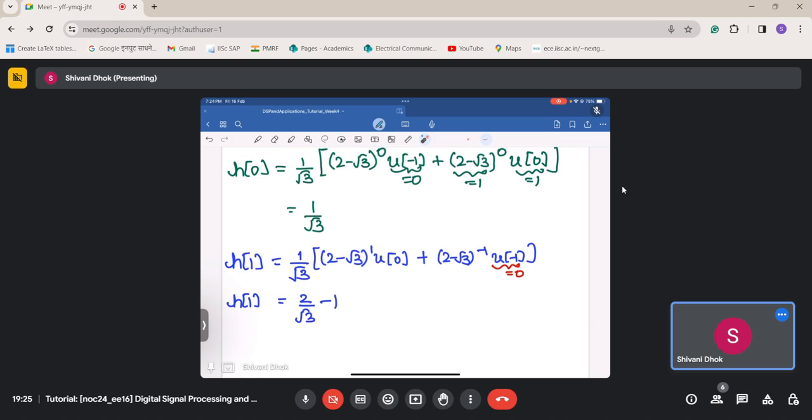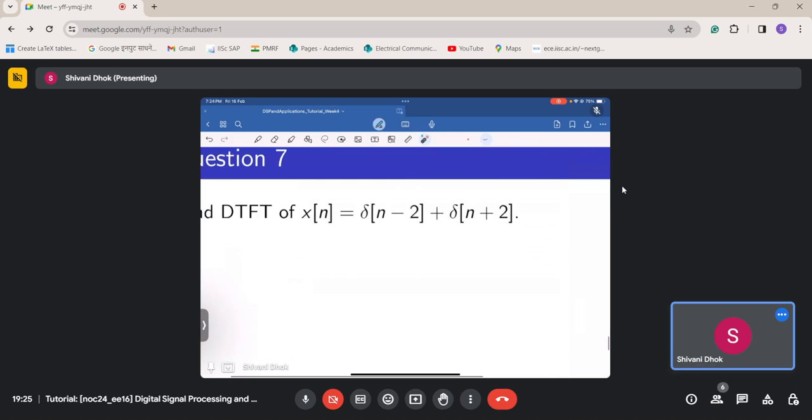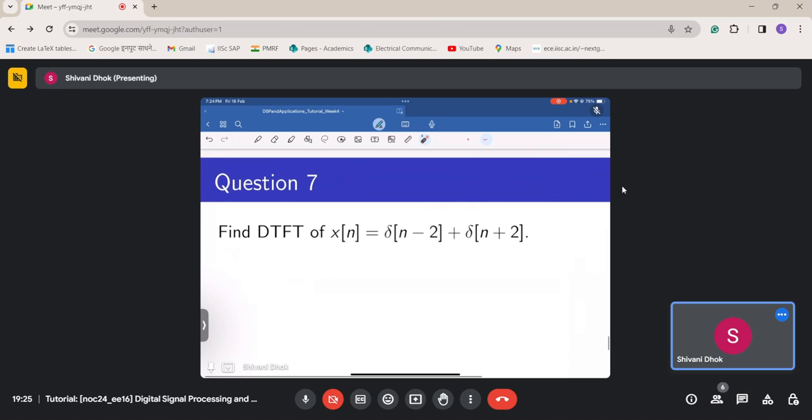Okay. If there are no further questions, then let me go on to the next question. The next question says that we need to find the DTFT of this signal, x of n equal to delta n minus 2 plus delta n plus 2.